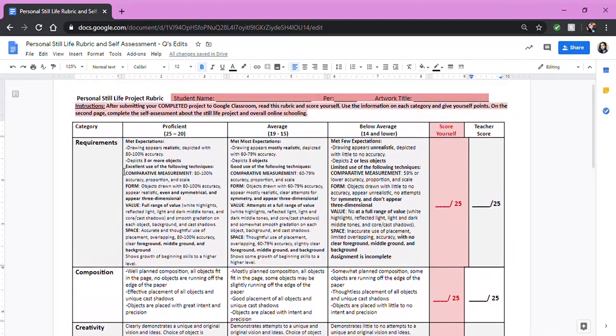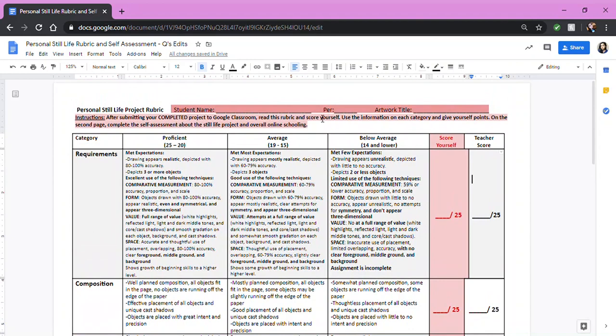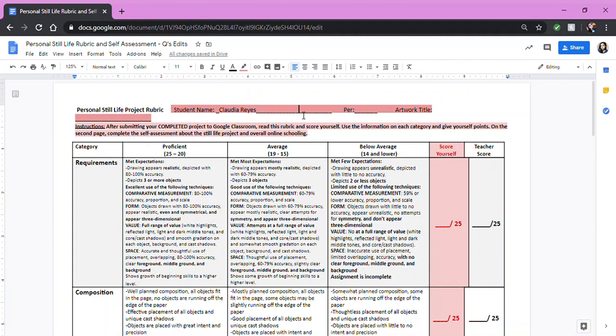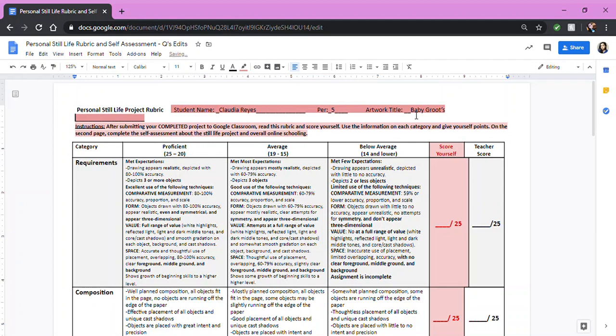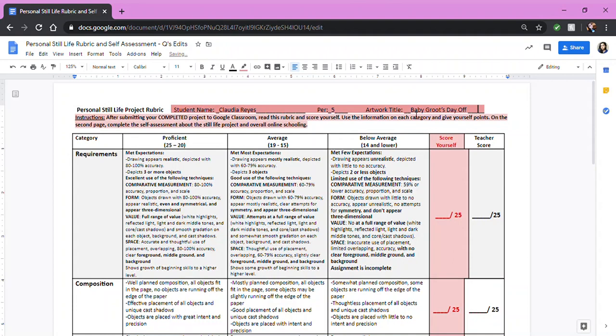So first step to do is you're going to fill out mainly the things that are highlighted in red. So just gonna show you, if I was filling this out, and you can obviously alter and fix all this stuff, what period you were in, and name your work. Let's see, maybe it's day off. So let's say that's my artwork title.